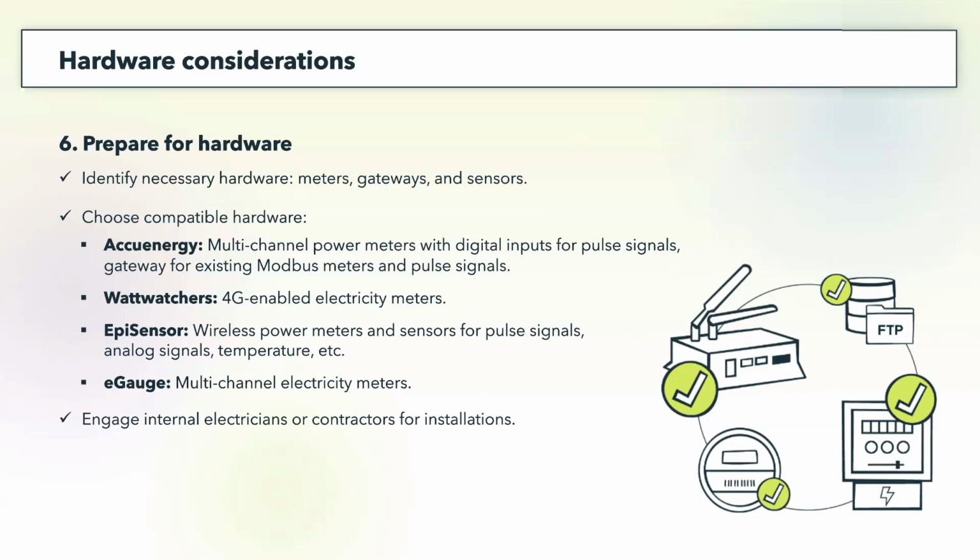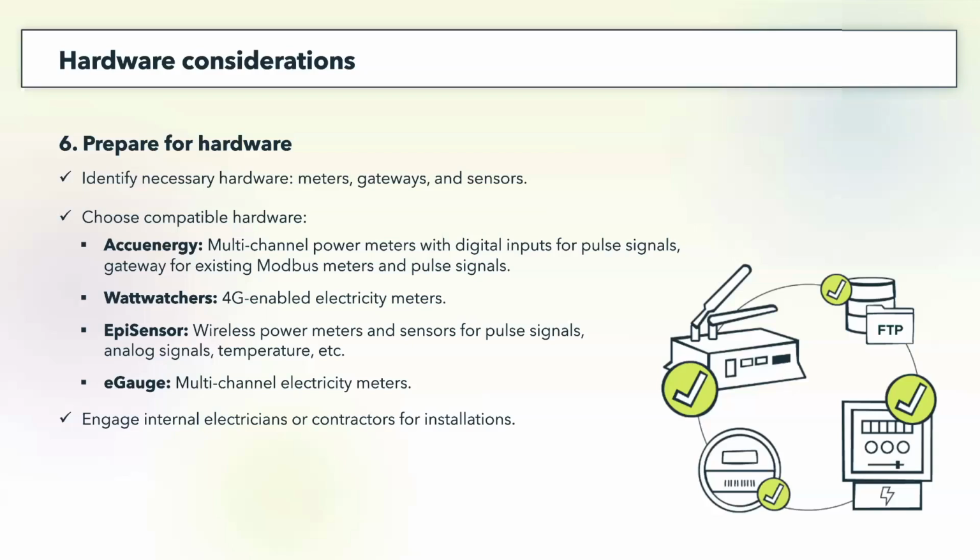So many different devices have this kind of output that can be hooked up to one of IQ Energy's multi-channel power meters. They also have a gateway that can connect to and retrieve information from your existing Modbus meters, plus pulse signals, and on the other side connect to the Energy Cap servers to deliver the data, right?